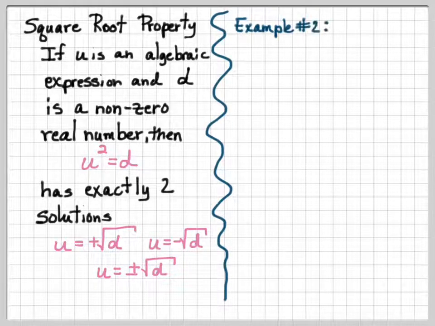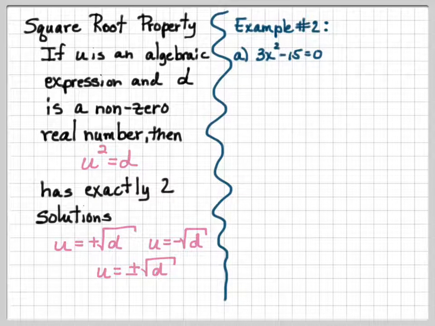Here's an example. Here's example number 2. 3x squared minus 15 equals 0. Now please remember, you can solve these in a number of different ways. I'm forcing you to use the square root property here. It's not the only way, but it's the way we're going to practice right now.